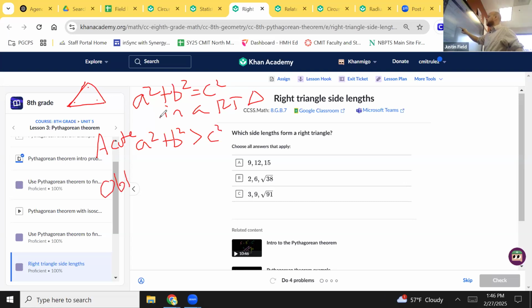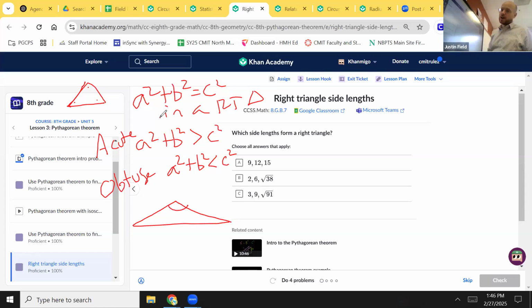Remember acute triangles, and what's the last one? Obtuse triangles. All right, so that would be when a squared plus b squared, you add them together and it's less than c squared. So c is a very long side. You get a very long side, you're going to have an obtuse angle. That's the only way to have a triangle with a very long side. And that means a squared plus b squared is going to be less than c squared. But in this particular assignment, all you have to do is find out if a squared plus b squared equals c squared, and then you know you got a right triangle.